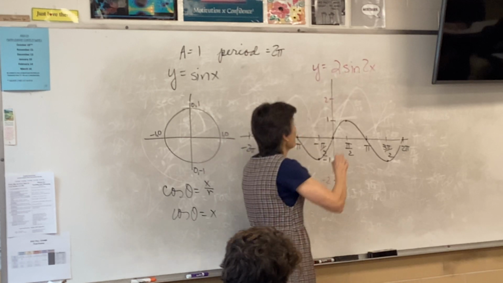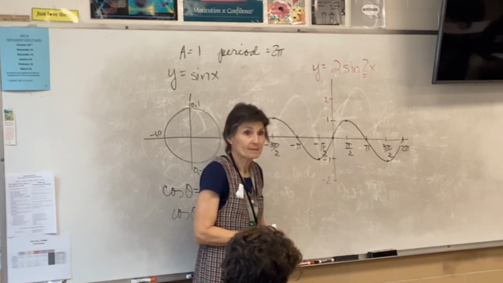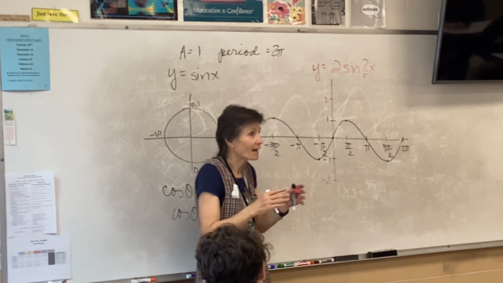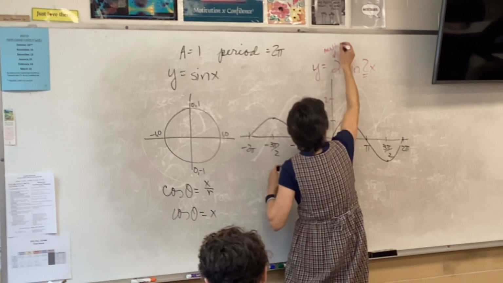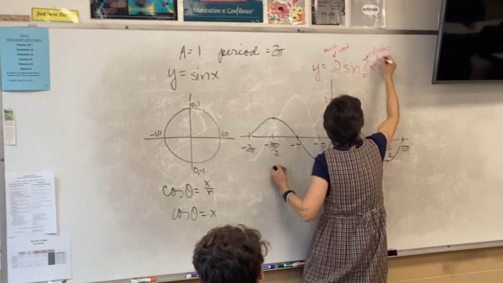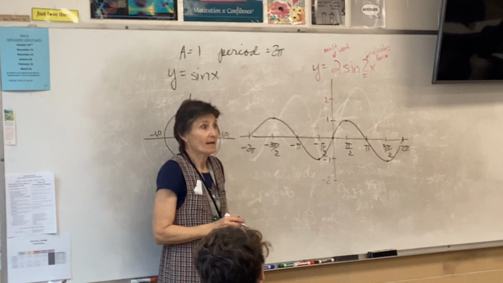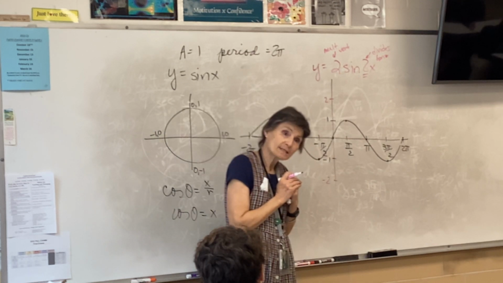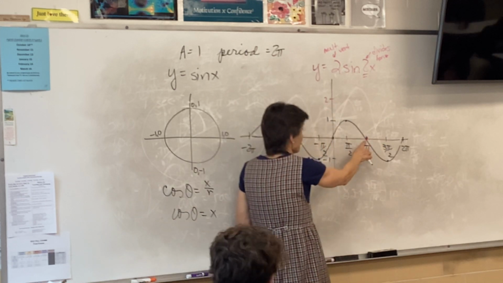Now, who remembers what that 2 does? Multiplies the x. It divides the period. It divides the horizontal. When we did this before, we talked about this as multiplying the vertical, and this divides the horizontal. So what does that mean? That means that instead of taking 2 pi to get a hill and a valley, now it's only going to take 1 pi. So this is gonna go up and down and end right there.